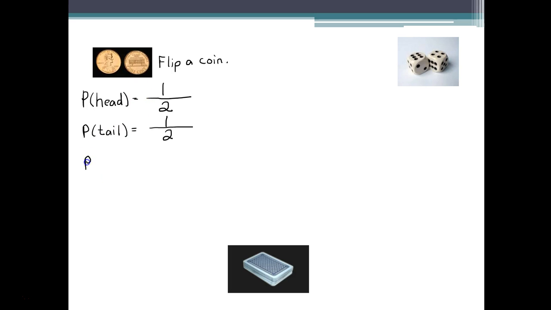Notice that if you add probability of head plus probability of tail, heads and tails are the only 2 possible outcomes. If you add those together, notice that you get 1. And that's going to be true. If you add up the probabilities of all possible outcomes for an event, it's always going to add up to 1. Probability cannot go higher than 1. And probability of getting anything else besides your head or tail is 0, because it can't happen. Alright?